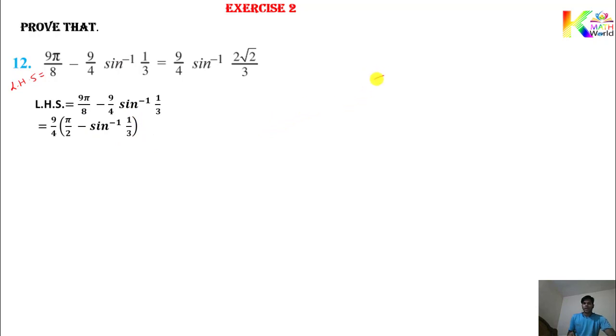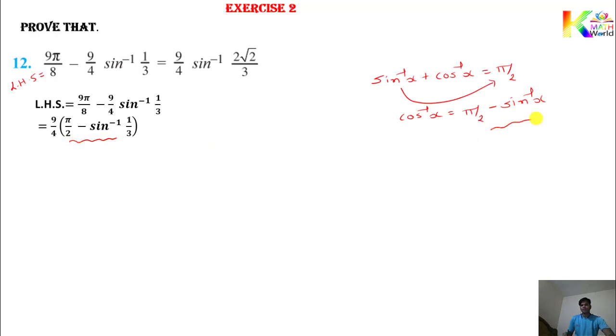Okay. Now we have the formula like this. Sin inverse x plus cos inverse x, that is equal to pi by 2. This is the formula. Okay, so taking this sin inverse x on that side, what do we get? Cos inverse x, that is equal to pi by 2 minus sin inverse x. So here you can see you have the format like this, pi by 2 minus sin inverse x. So what can you replace? Cos inverse x. And what is x? x, that is 1 by 3. So in the next step we get 9 by 4 into cos inverse of 1 by 3.